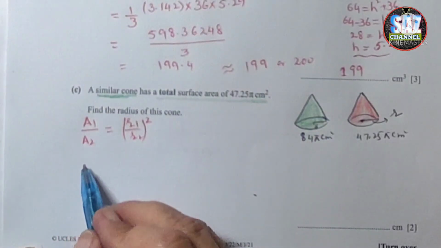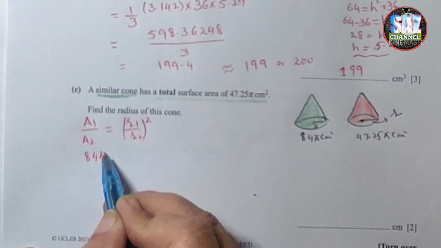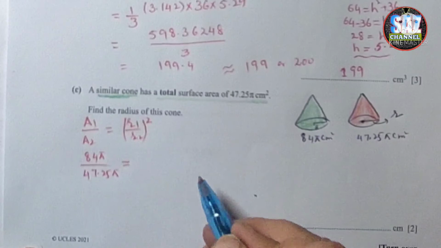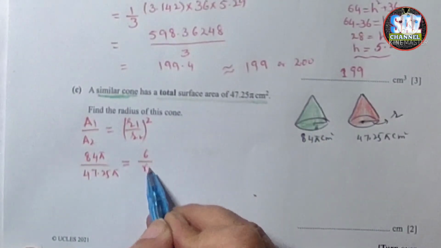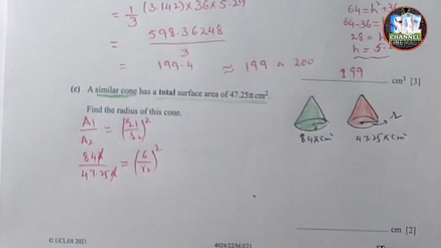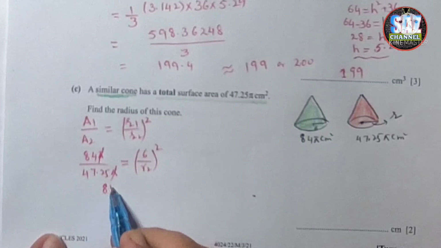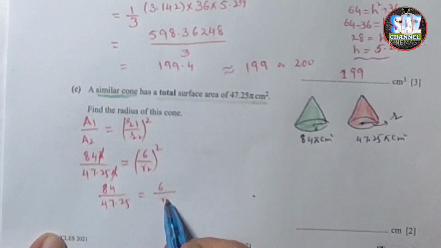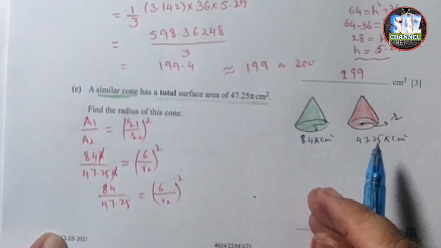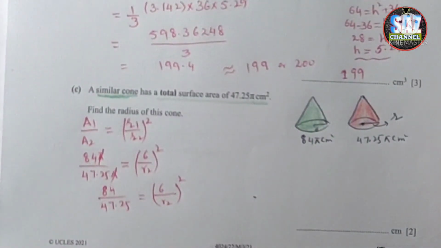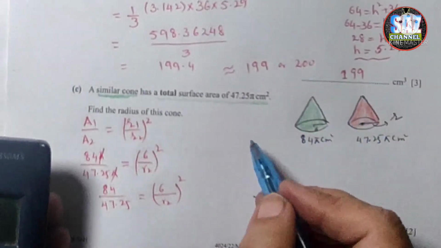Area 1, we are taking it of original shape, 84 pi upon 47.25 pi equals radius 1, which is 6 upon r2, and whole square. Now look, this goes with this, and I will be left with 84 by 47.25, which is equal to 6 upon r2, radius of the other cone. Okay, and now what I have to do, I have to divide 84 by 47.25, and this gives me 1.77.